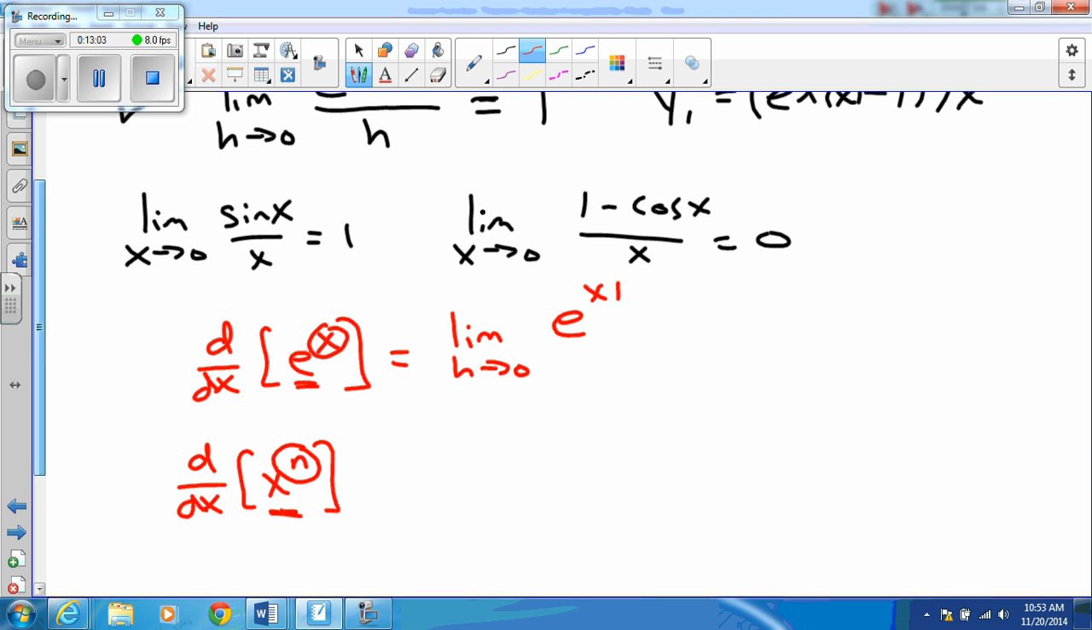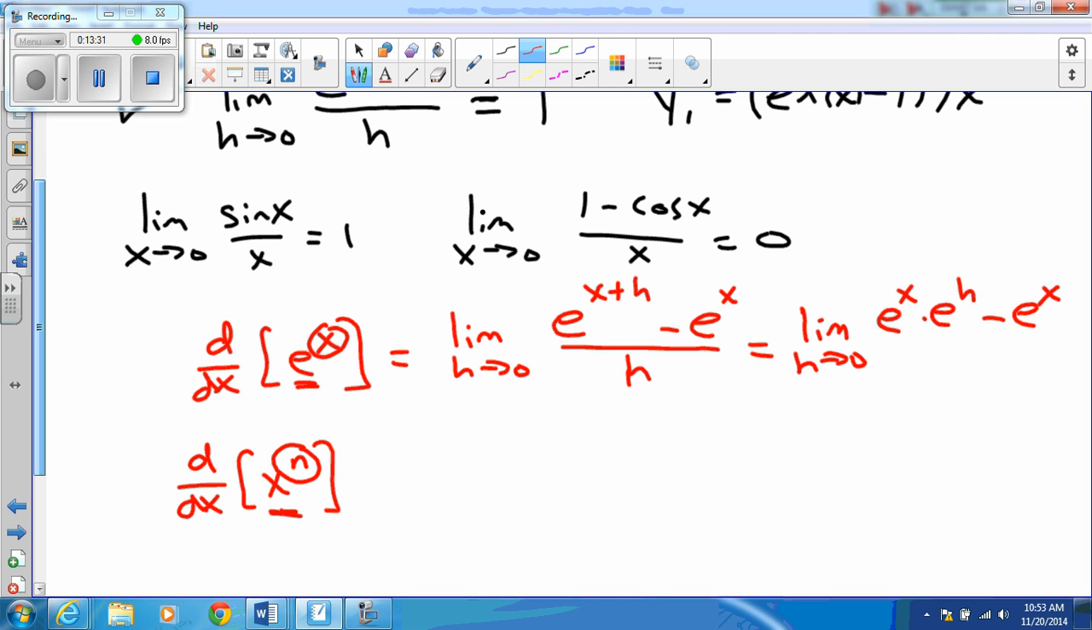Instead, I'm going to need to go back to the limit definition. This should be the limit as h goes to 0 of f of x plus h minus f of x, all over h. Notice that f of x plus h here is e to the x plus h. Now I look at this e to the x plus h, and I say, hey, I can do something with that with the product rule for exponentials. e to the x plus h is the same as e to the x times e to the h.